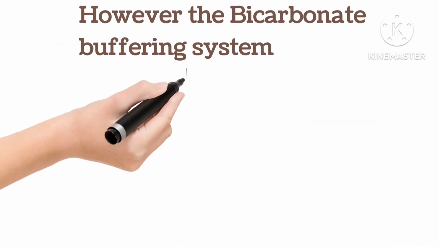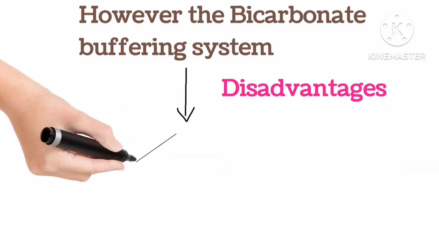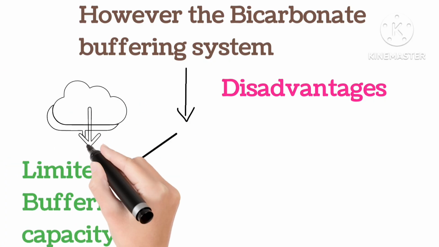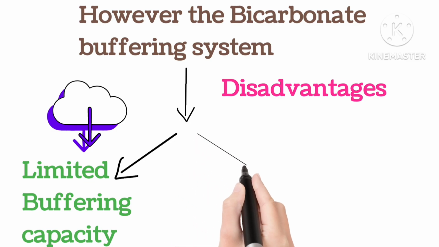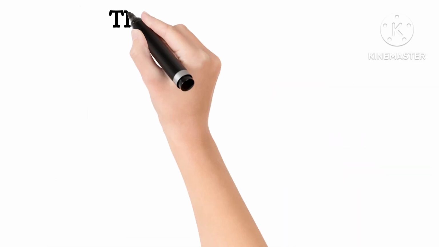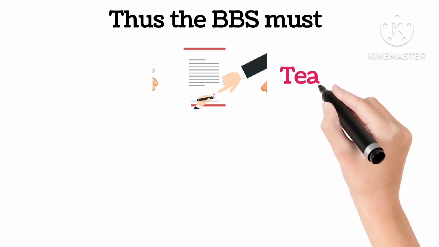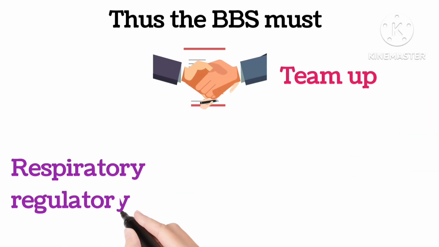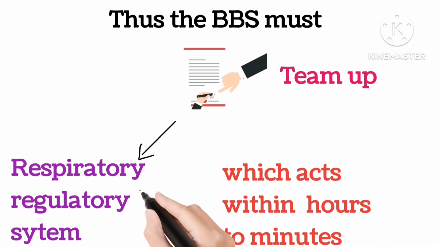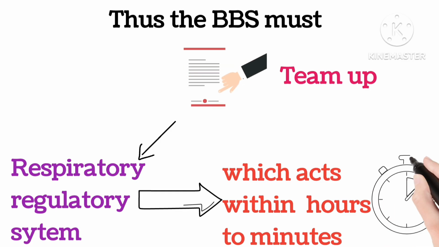However, the bicarbonate buffer system has certain disadvantages. The first is that it has a very limited buffering capacity, which means that whenever excessive amounts of acids and bases are formed, it cannot neutralize them. Thus, the bicarbonate buffer system must team up with the respiratory regulation system in order to achieve a better acid-base balance, and this respiratory system acts within hours or minutes of any change of pH.